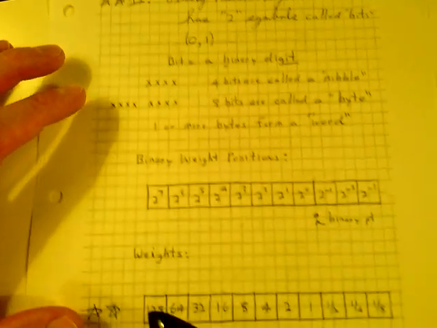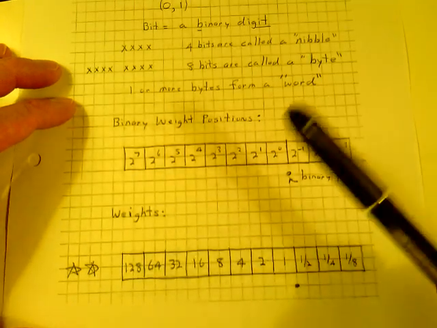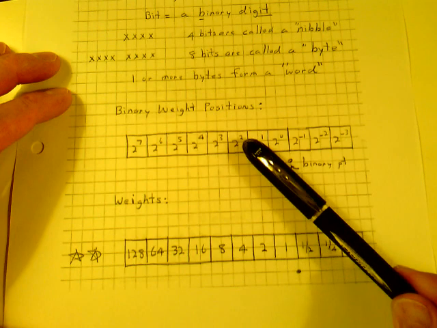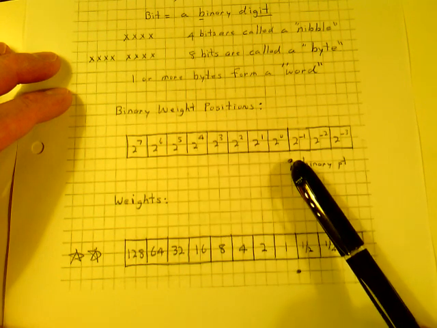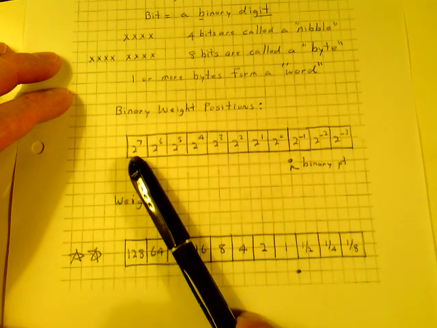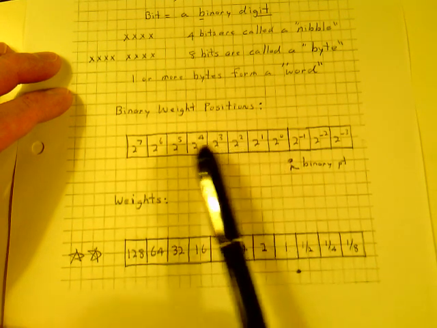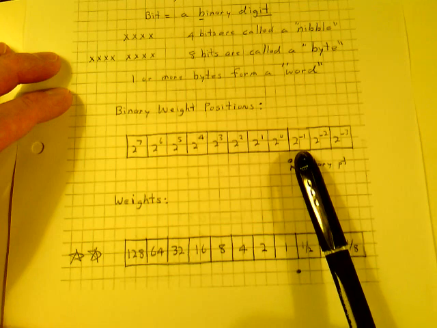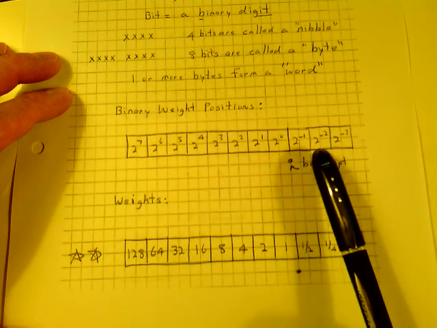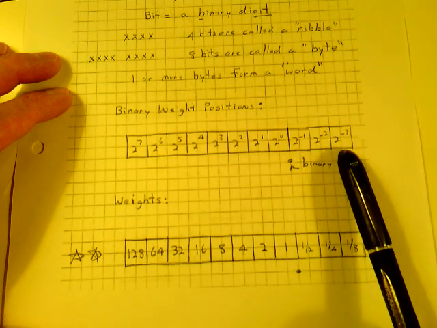Here's the binary weight positions. Notice we have powers of 2 because it's binary. 2 to the 0, 2 to the 1, 2 to the 2. That's the binary point. And to the left, the powers are 0 through, in this case, 7, if we take it out a full byte. And to the right, we're going to take it out 3 digits, 2 to the minus 1, 1/2, 2 to the minus 2, 1/4, 2 to the minus 3, 1/8.